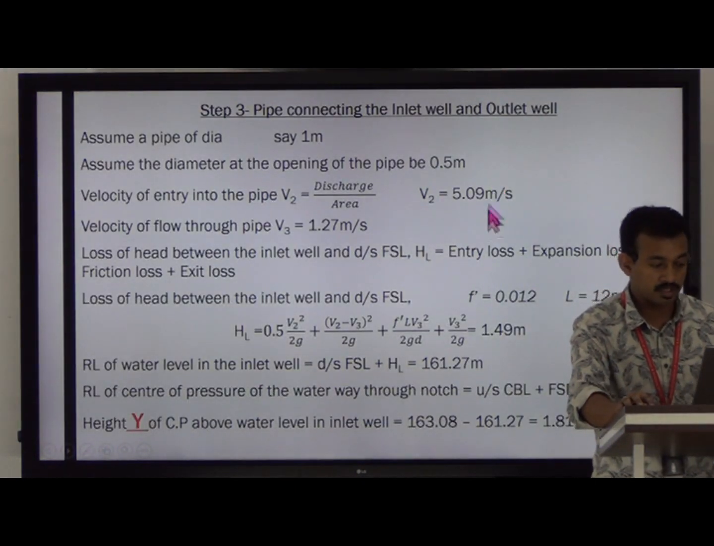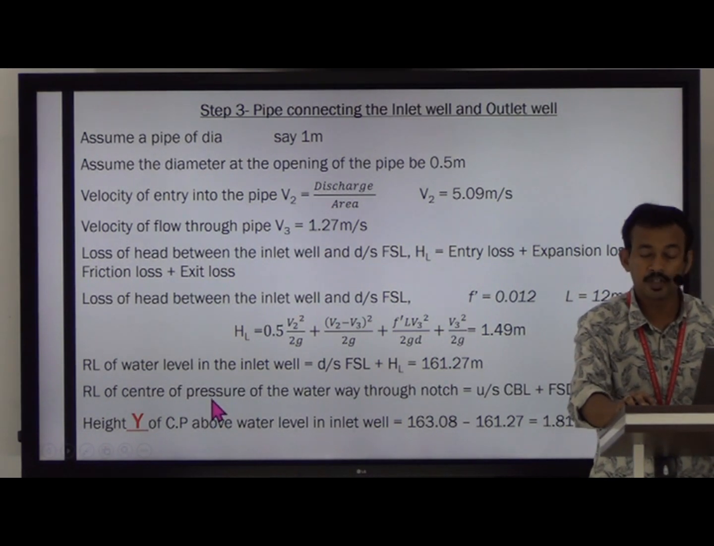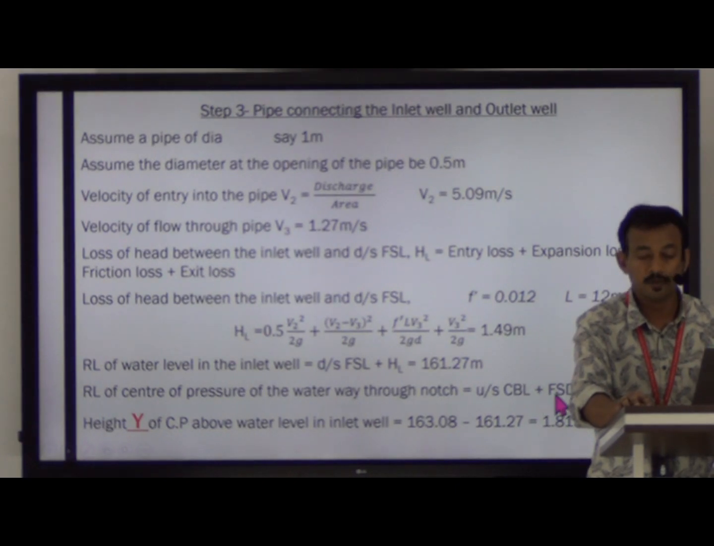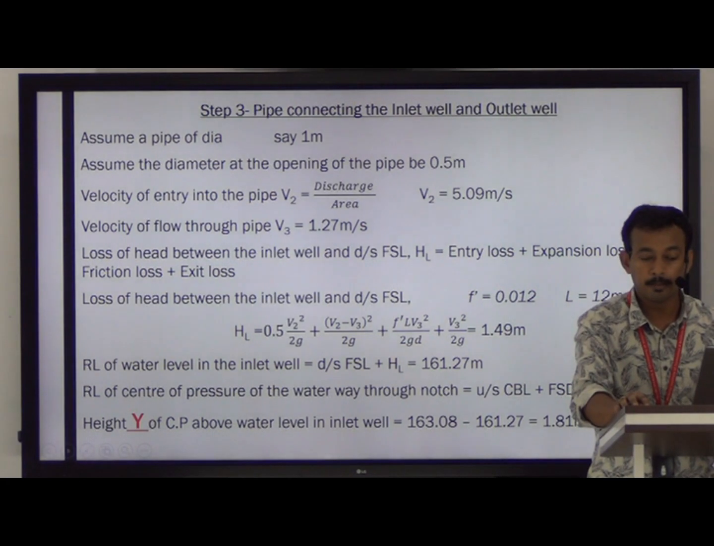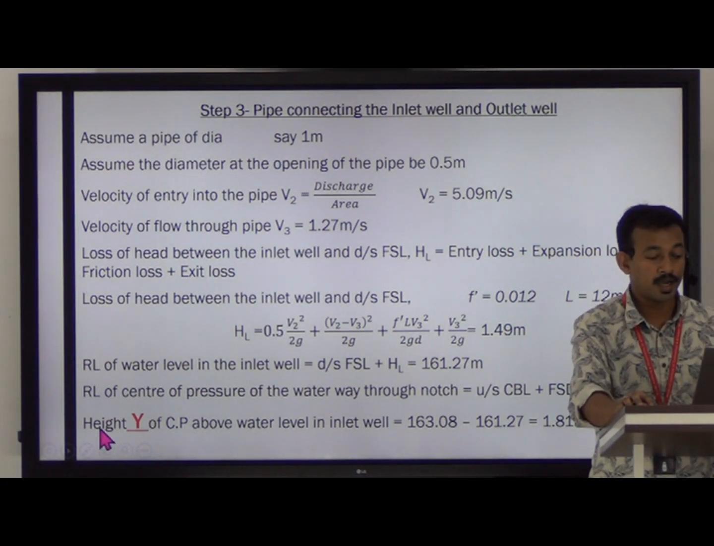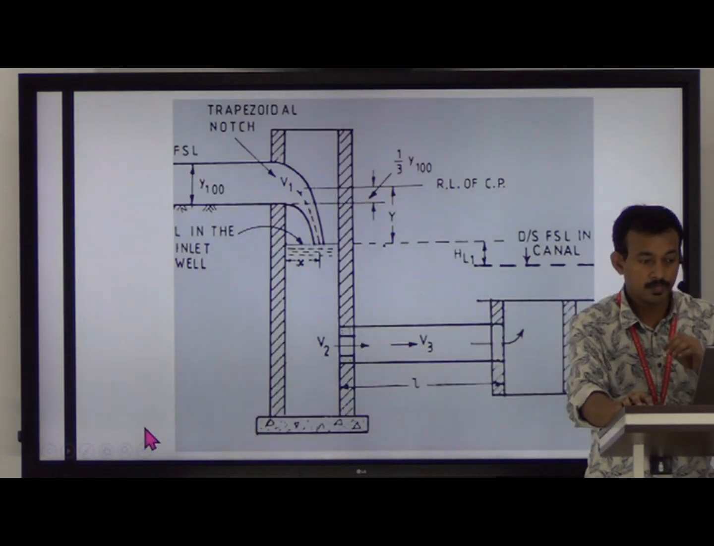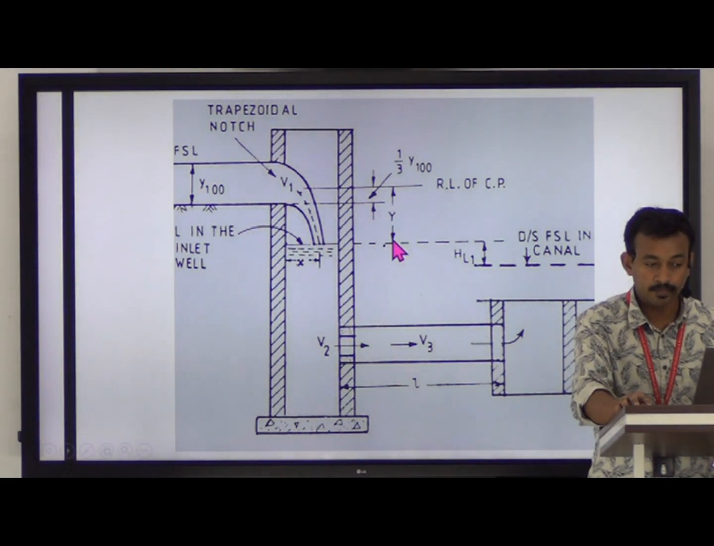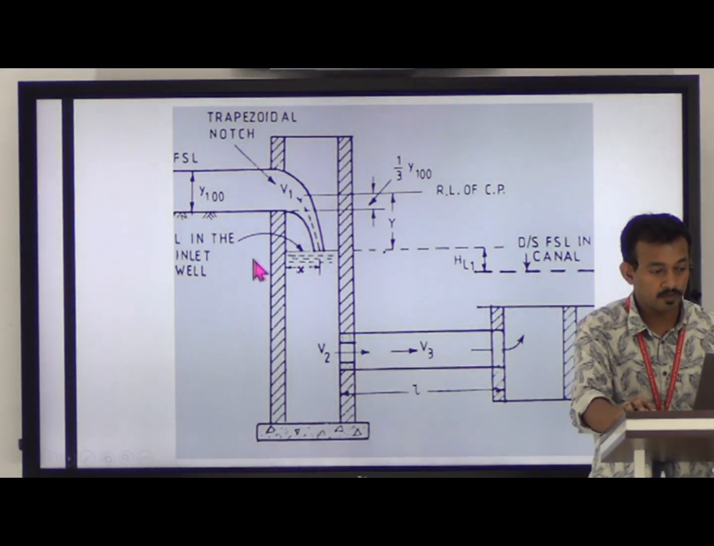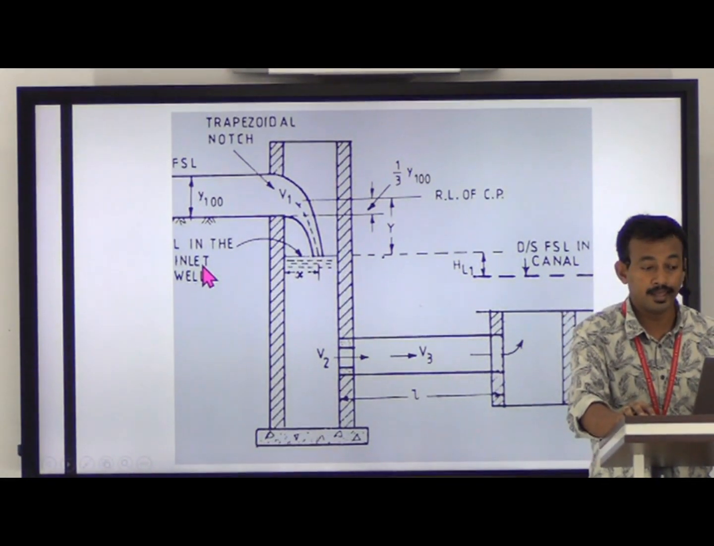Going back to the calculation, reduced level of center of pressure equals upstream canal bed level plus full supply depth divided by 3. It will give you 163.08 meter. Now the next calculation is height y. I will show you what is height y. Height y is the elevation between the reduced level of center of pressure and the reduced level of water in the inlet well.